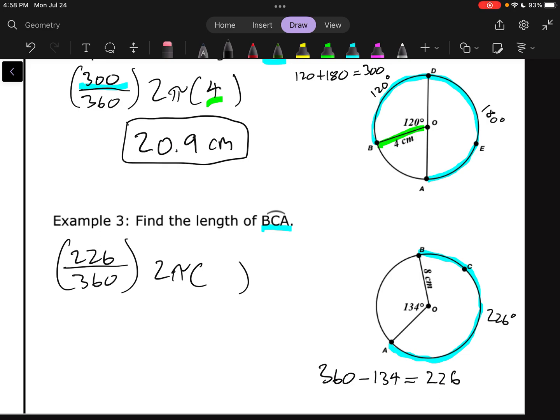So let's put that on top. Oops, I wanted to highlight that. And then my radius is 8. So I'm going to put that in there. So let's do 226 over 360 times 2 times pi times 8. And I'm getting 31.6 centimeters. And there you have it, little arc length.